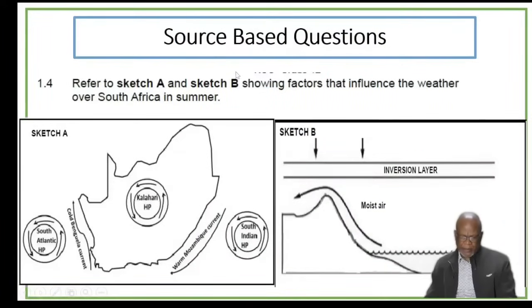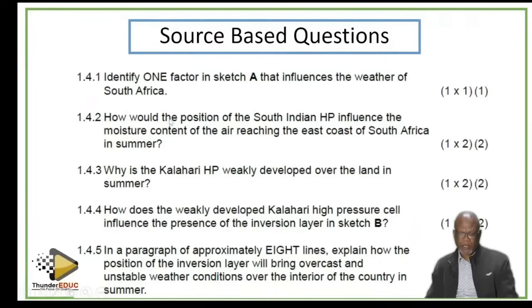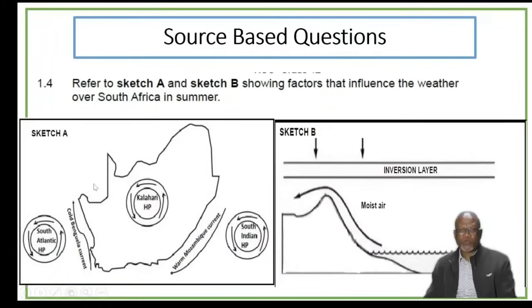Now we're looking at another source-based question. This is a representation of the summer condition. What is the question? The first question says, identify one factor in sketch A that influences the weather of South Africa. So this is sketch A. What is influencing the weather of South Africa here?